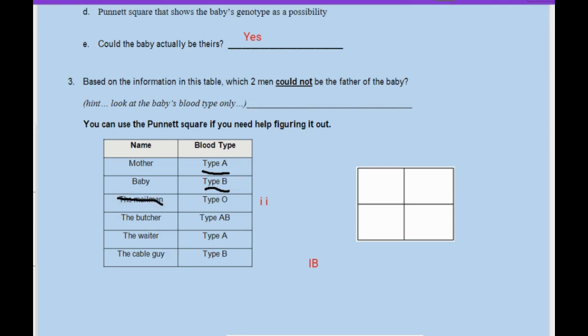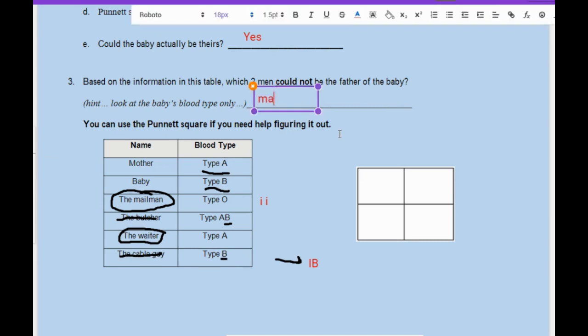Well, I guess that's what we're looking for. Let me erase that. Mailman, you are not the father, so I'm going to circle him because he's type O. He can't be the father. He doesn't have a B allele to give. The butcher here, he's got a B allele, so he could be the father. So I'm going to cross him out. The waiter is type A, so he does not have a B allele. So the waiter is the other guy that cannot be the father. Cable guy has a B allele. He can give that to the baby, so he cannot be it. So our answer is the two people that could not be the father of that baby are the mailman and the waiter.